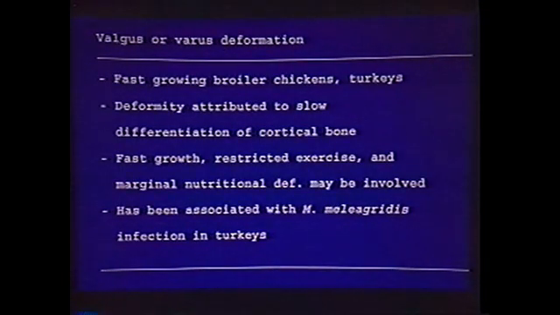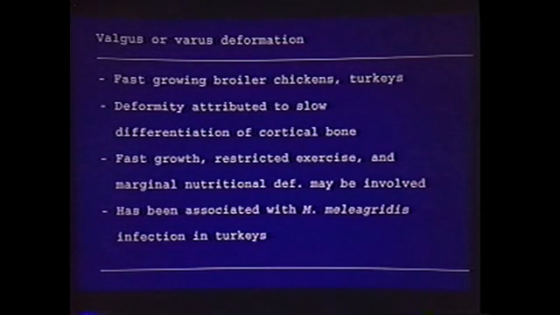Valgus or varus deformation is common in rapidly growing poultry and other birds. The deformity seems to be in the cortical bone, and that's when the bone becomes twisted in its middle. The tendon is not slipped, though. The gastrocnemius tendon stays where it is.